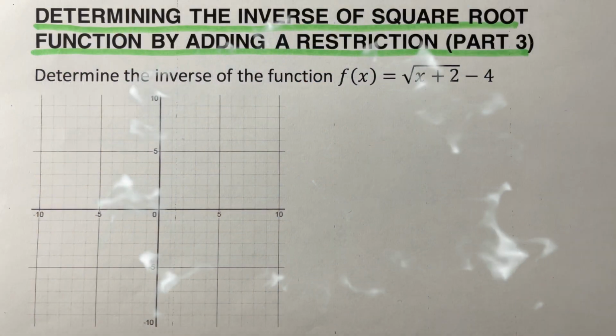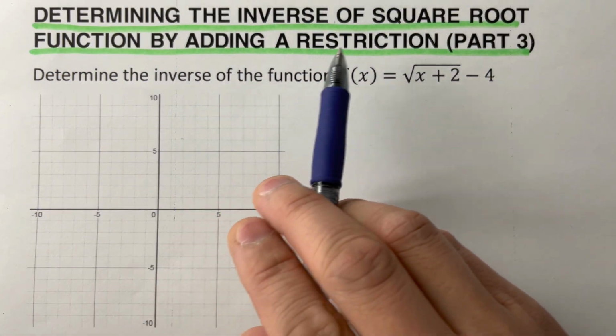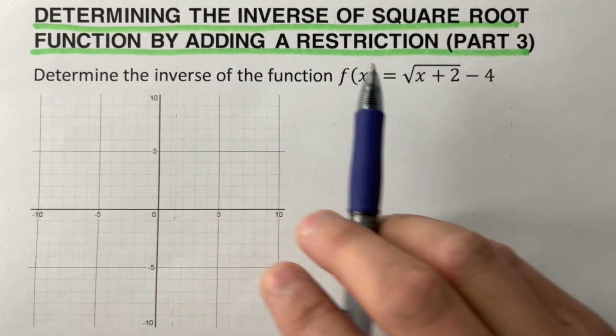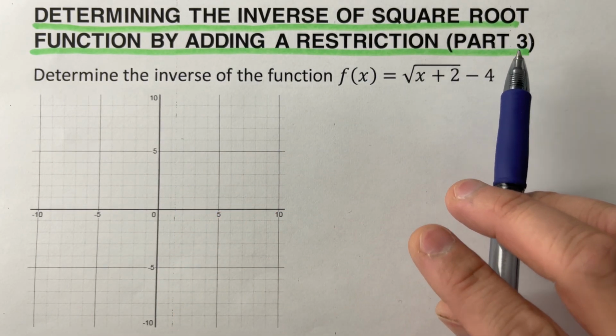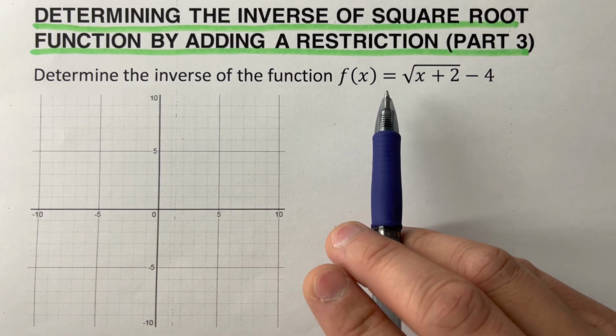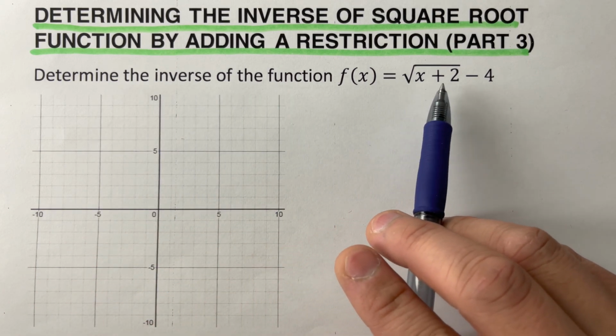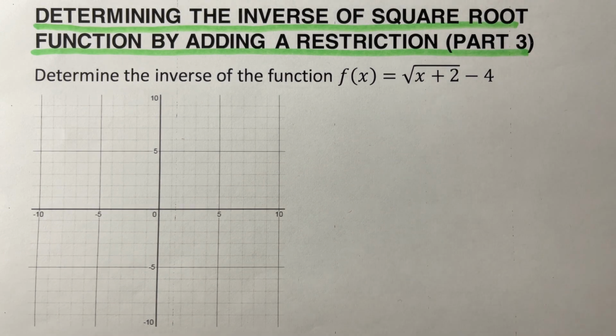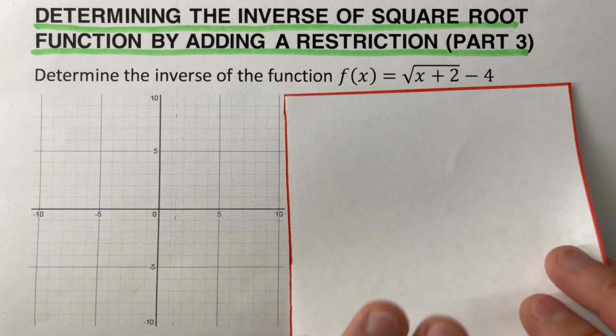Hello everyone. In this video, we're going to determine the inverse of a square root function by adding a restriction, and this is the third part. Let's take this example right here. Determine the inverse of the function f of x is equal to square root of x plus 2 minus 4. So what we are going to do is sketch the graph of this function.